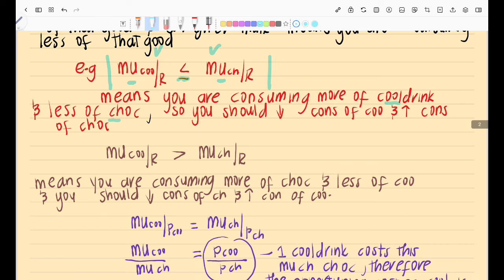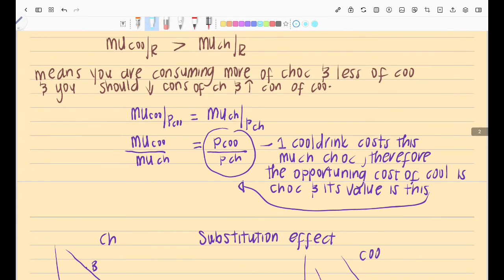And to fix this, you should reduce your consumption of cold drink and increase your consumption of chocolates, right? And if we go to the second one, it says the marginal utility of cold drink per rand is now greater. When it's greater, it means you are consuming that good less because you are valuing it more.